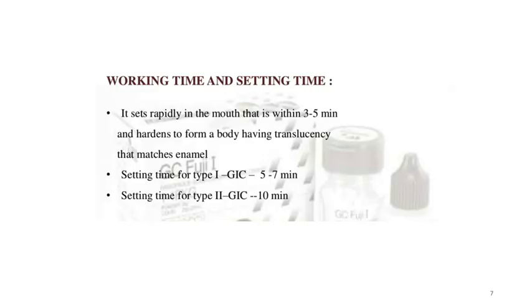The working time and the setting time: it sets rapidly in the mouth, that is within 3 to 5 minutes, and hardens to form a body having translucency and matches the enamel. The setting time of a type 1 glass ionomer cement is about 5 to 7 minutes, and the setting time for type 2 glass ionomer cement is about 10 minutes.